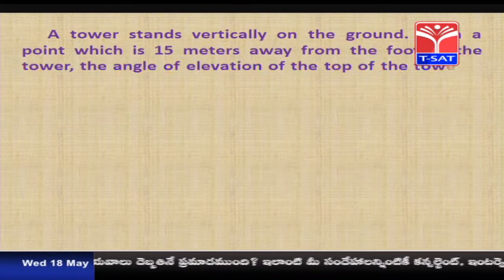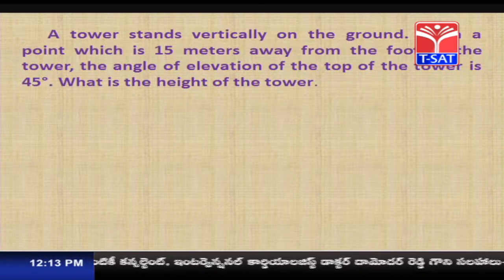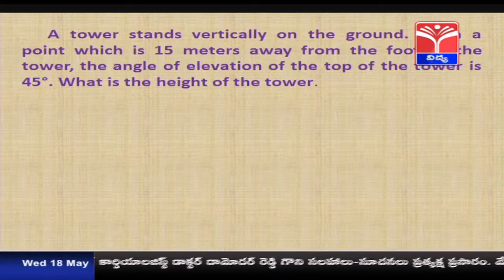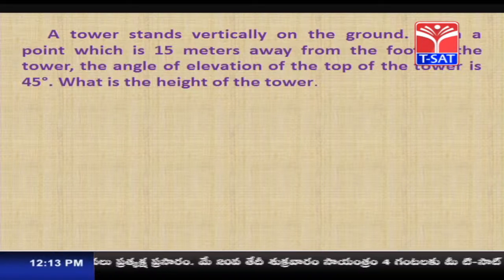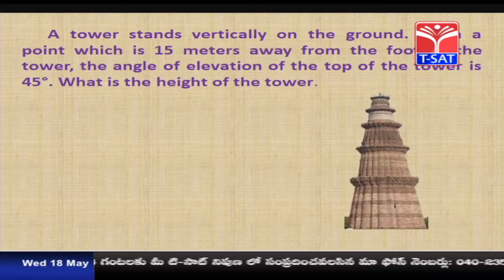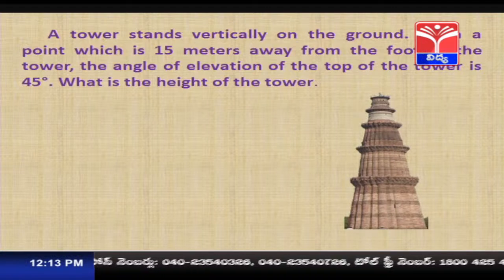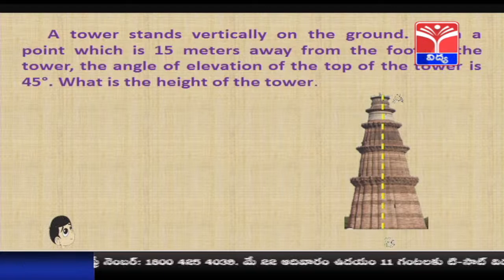Let us discuss. A tower stands on the ground. From a point which is 15 meters away from the foot of the tower, the angle of elevation of the top of the tower is 45 degrees. What is the height of the tower? When you want to discuss it, what do we have to do? Are you able to see, this is the Qutub Minar, isn't it? Are you clear, children? Now here is a child who is going to observe it.